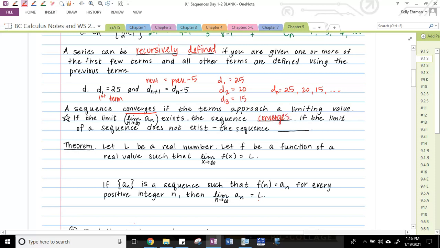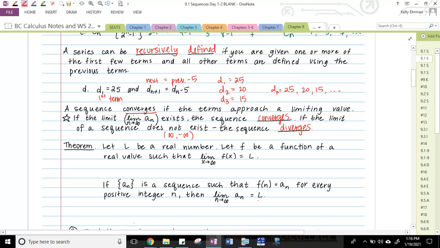If the limit of a sequence does not exist, so it approaches infinity or negative infinity, then the sequence diverges. And converge and diverge mean the same thing. Converge means that the terms are approaching a finite number. In chapter 8, we were saying the area approaches a finite number. Here, it's just these numerical terms are going to stop at a certain value or get very close to it, I should say.